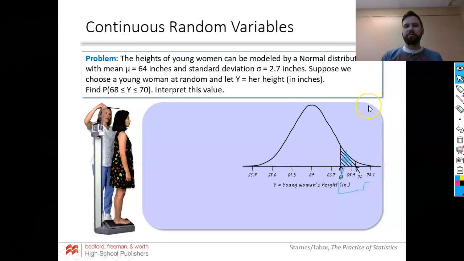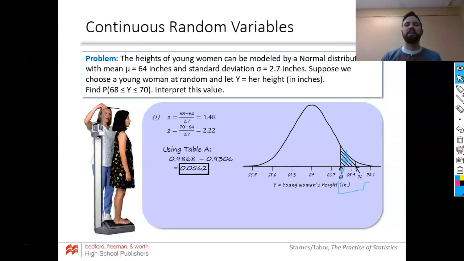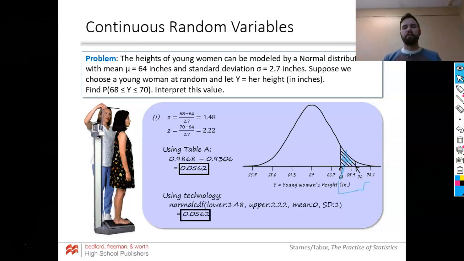So there's two ways you can do this. This is a review too. You could find the z-scores and use table A. I'm not a big proponent of this. What I would suggest you do is take out your handy dandy calculator and use normal CDF. Remember, normal CDF, you're going to do your lower bound, your upper bound, your mean, and your standard deviation.